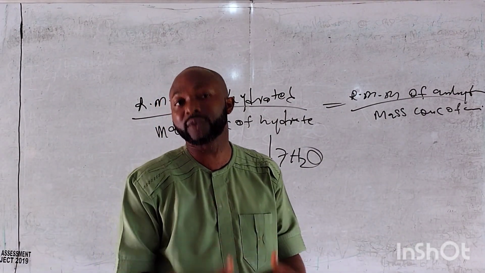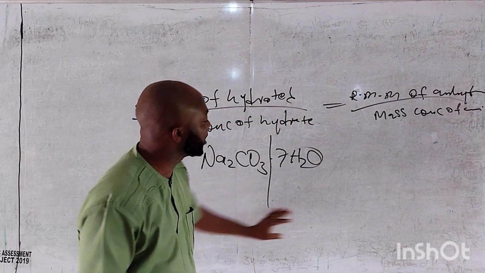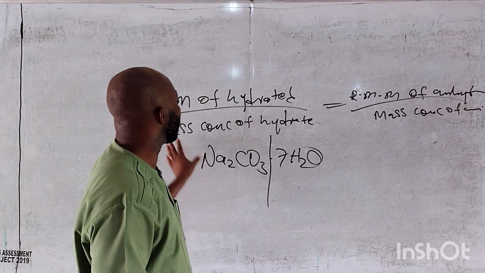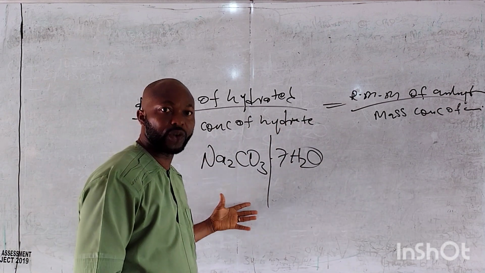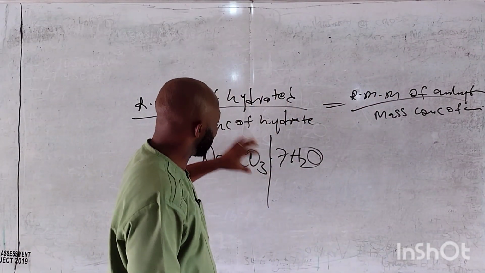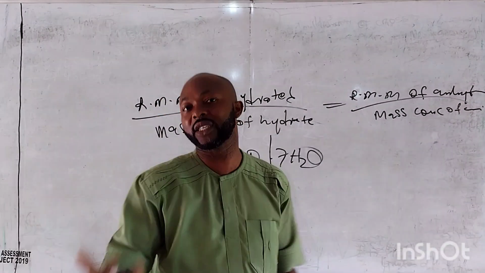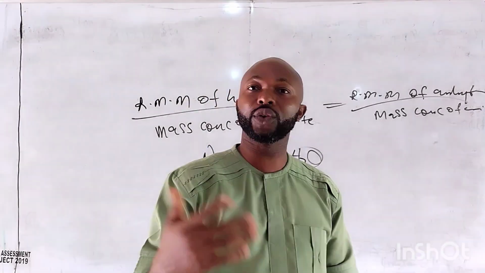So in our business today, when we are talking of the relative molecular mass of the hydrated, we're referring to all of this. The mass concentration of the hydrated means we're going to calculate that. Then the relative molecular mass of the anhydrous, which is this part alone, and the mass concentration of the anhydrous. So in both cases, one of them must be given. Then we are going to look for the other one.